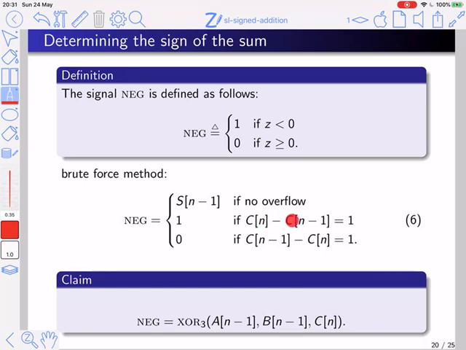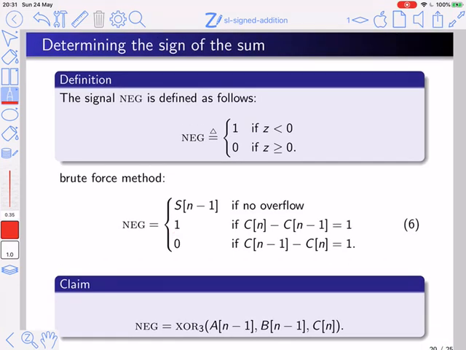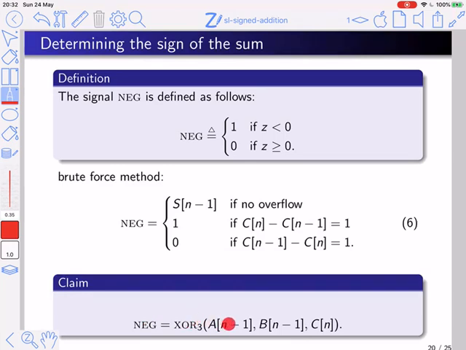So if this difference is 1, we know that our Z is way too small, and therefore negative is 1. If this difference is 1, we know that our Z is way too big, and therefore the negative signal should be 0. Okay, so this is one way to compute the negative signal. Another way to compute the negative signal is simply to take the XOR of these 3 bits. Why is this correct? How do we prove this claim?